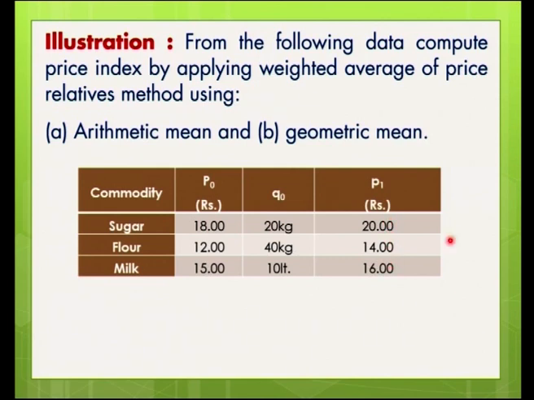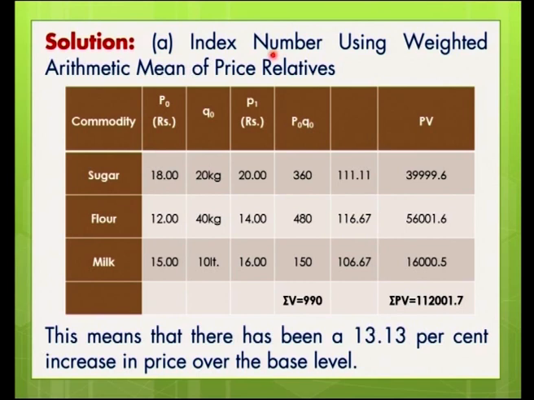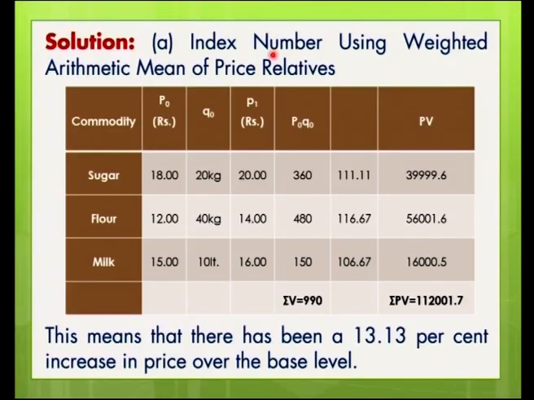When you note down in this problem, the quantity for the current year is not given, that is, the Q1 value is not given. We have to compute the index number when the quantity values are not given for the current year. So, index numbers using weighted arithmetic mean of price relatives. It is calculated by both methods, arithmetic mean and geometric mean, but comparatively the geometric mean is used more widely. So, the commodity, P naught values, Q naught values and P1 values from the question are written like this.